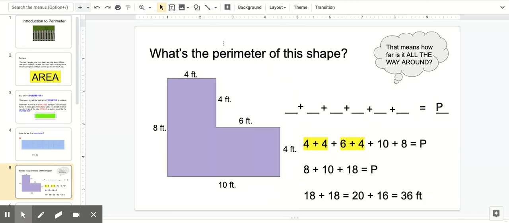That's how far it is all the way around this shape. And I could check it. 4 and 4 is 8. I can go this way. 4 and 4 is 8. I'm going to double it with another 8 and get 16. Plus 10 more is 26. Plus 4 more is 30. Plus 6 more is 36. So it's always good to check your thinking. All right, so let's take a look at a different one.